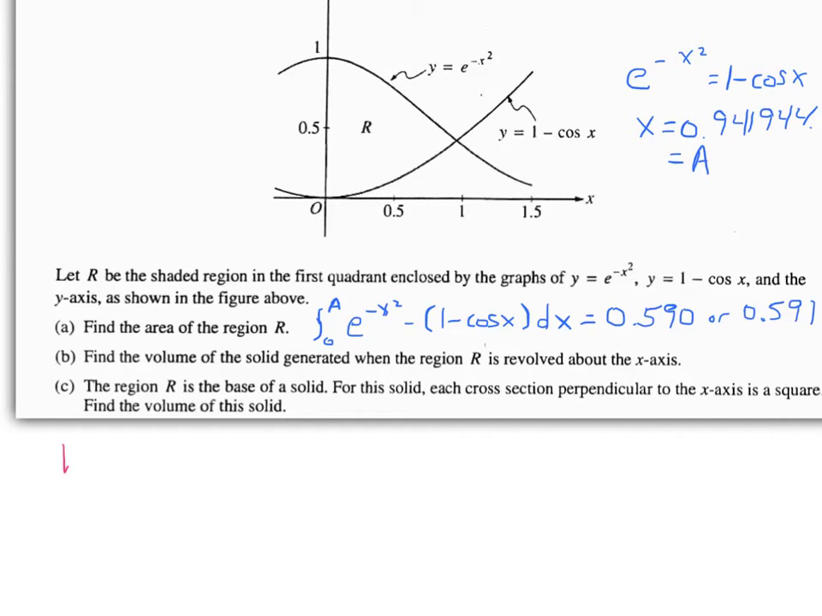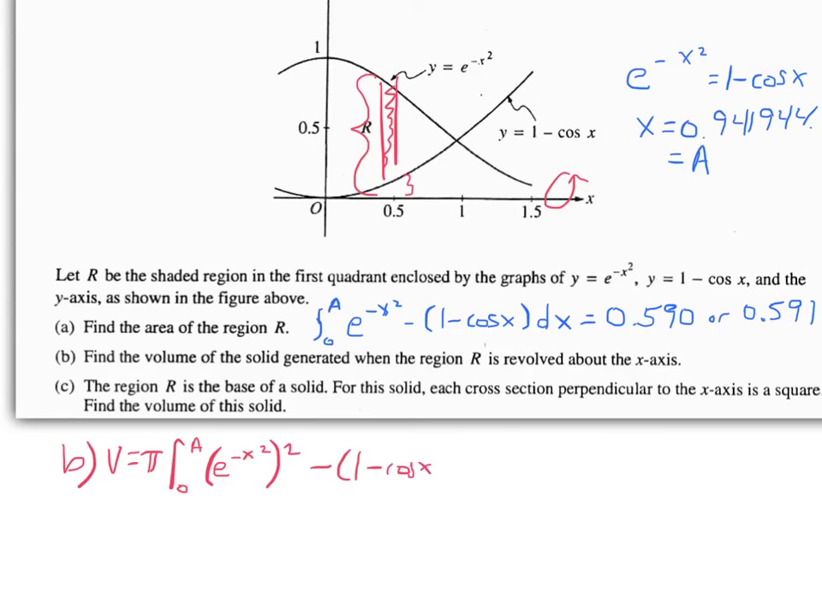Okay, part B, volume. We're going about the x-axis. So I'm going to draw my rectangle right in here. So it looks like we're using washers. So we've got pi. We're going from 0 to A. And our outer radius is this distance. So that would just be e to the negative x squared. And then our inner radius is this distance here, which would just be 1 minus cos x. And then we square that.